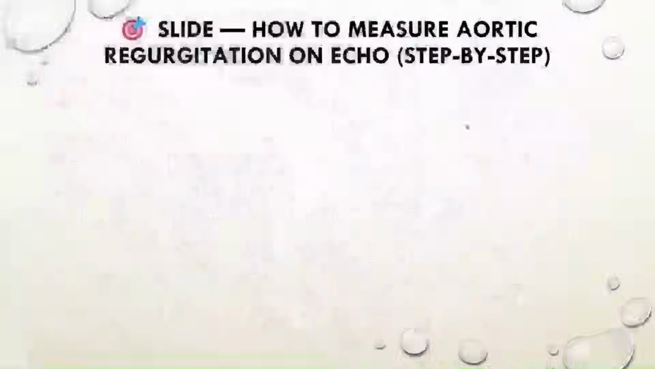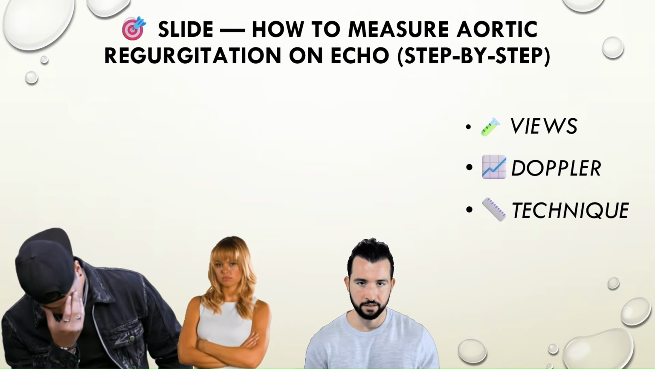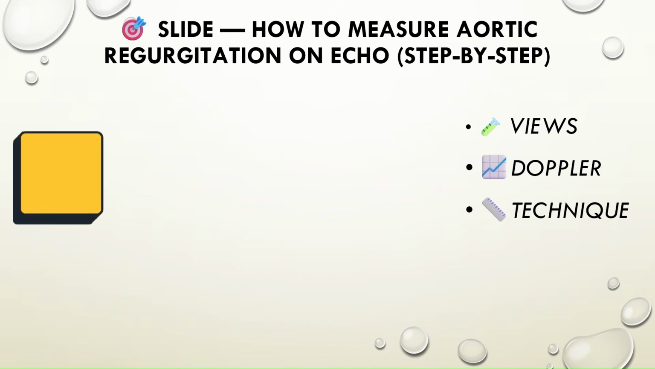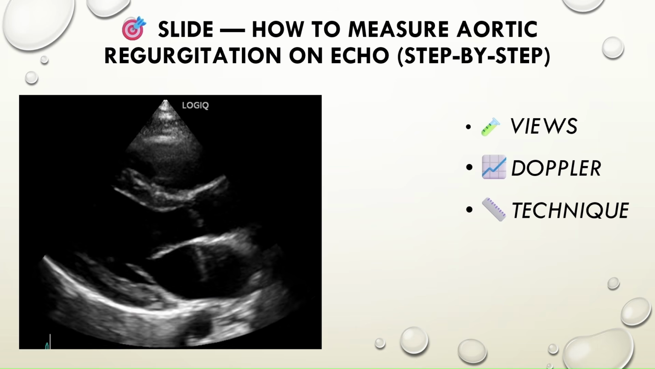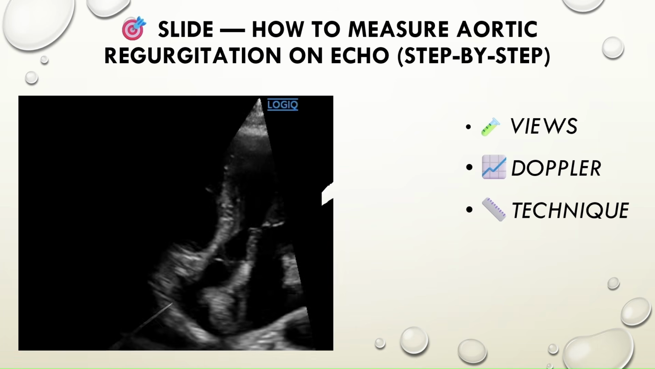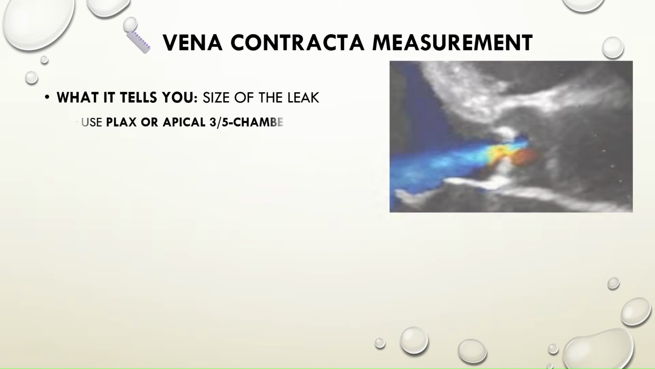Now, let's walk through how you actually measure aortic regurgitation on echo step by step, because this is where a lot of people get overwhelmed, but it doesn't have to be complicated. The most important thing to remember is this: there is no single measurement that grades aortic regurgitation. You always use multiple views and multiple Doppler parameters. First, we will talk about vena contracta.